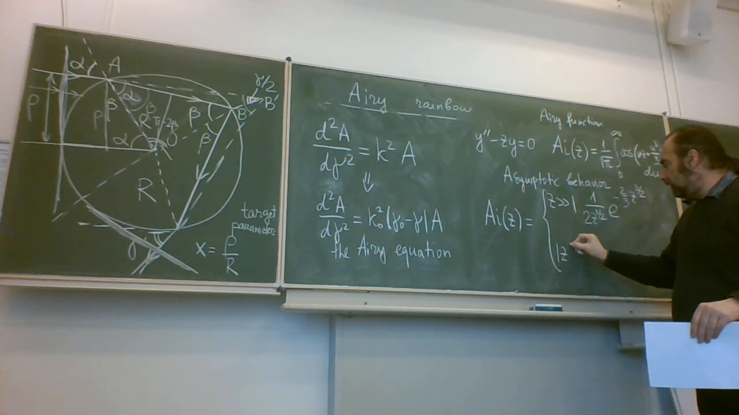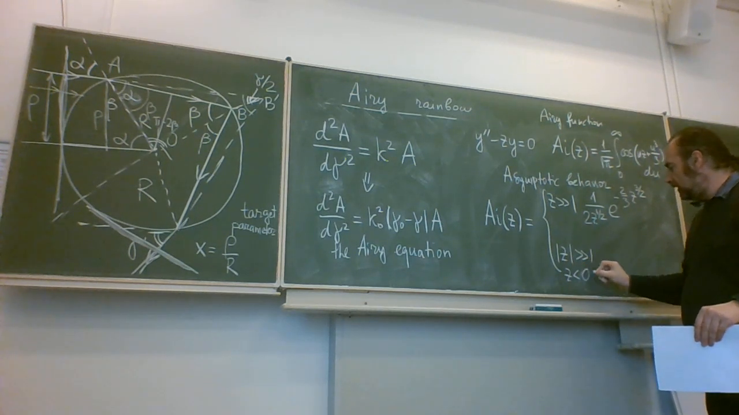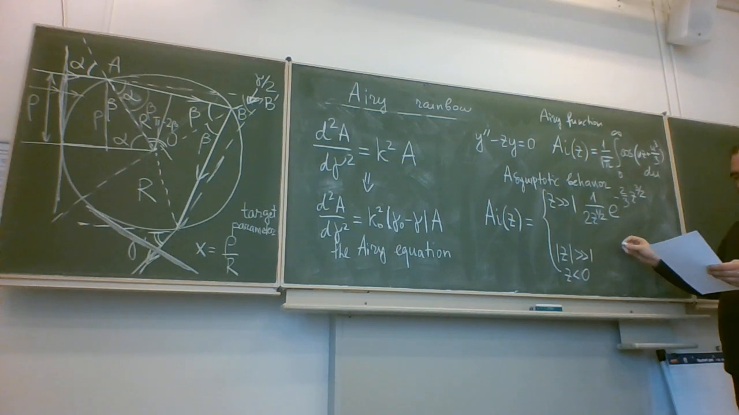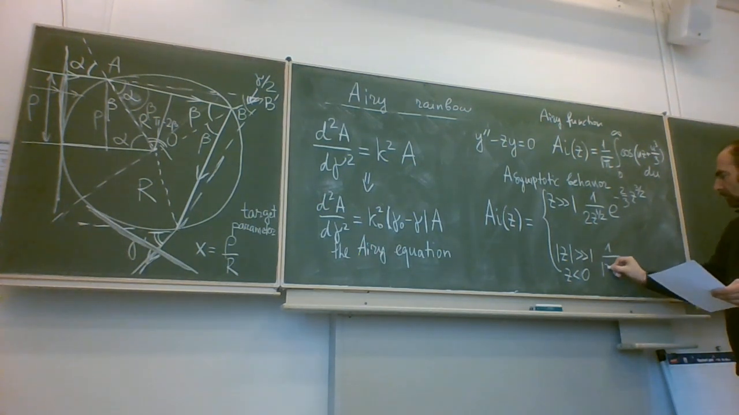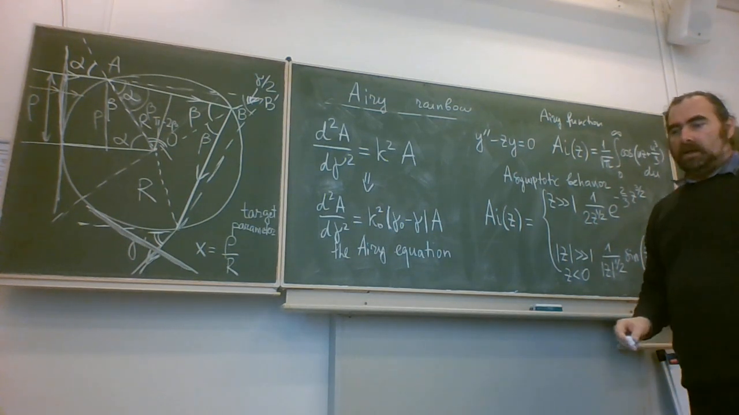Now, if we have a negative argument, but also very large, then we have an oscillating solution. Plus pi over 4 for whatever reason. And this oscillates.